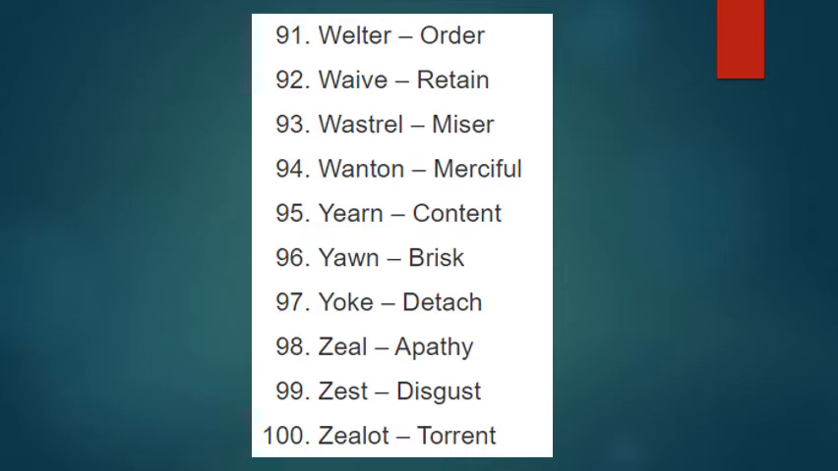Here, yawn, slowly, yawning. Brisk. Yoke, detach, yoke, getting attached, something yoked. You're familiar with the word yoke? Detach. Zeal, enthusiastic, now apathy, unconcerned, zest, enthusiasm, disgust, zealot, and torrent. With this, we have come to the end of the list of the words of 100 very important words.